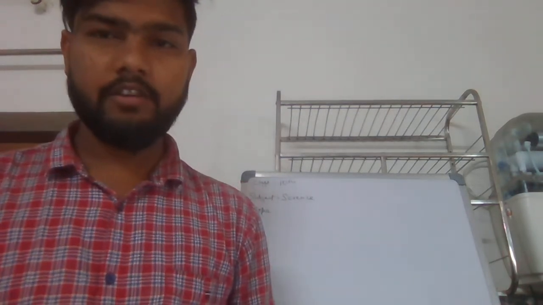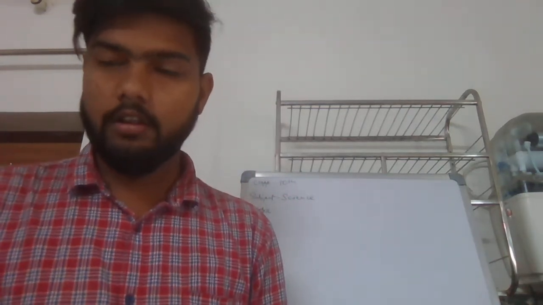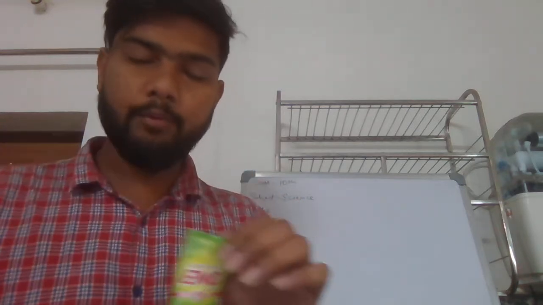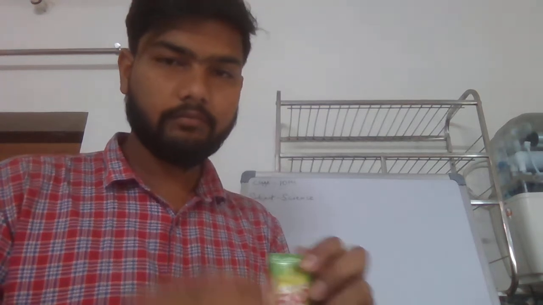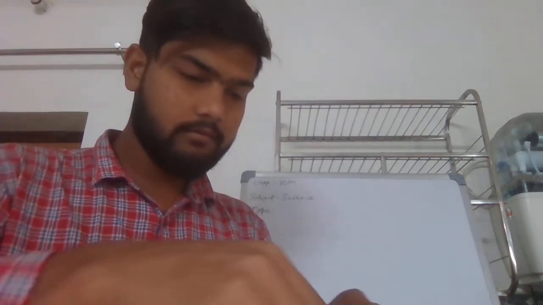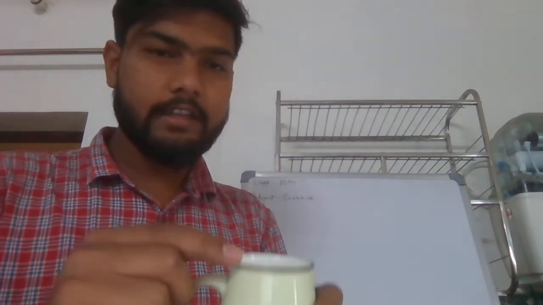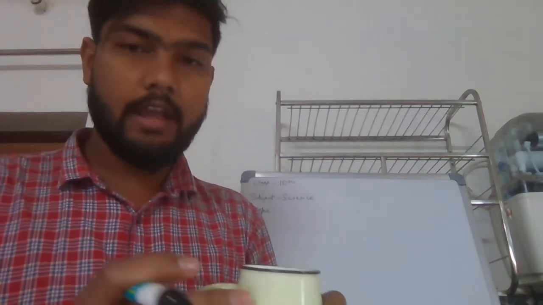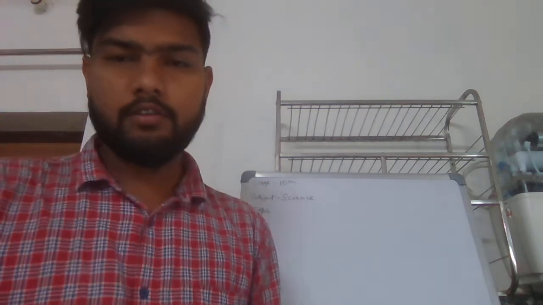So here is one activity we have to perform. You have to watch and share your observation. If I tear this Eno and put it into this cup, then what will happen? Here you can see the bubbles are coming out. What type of bubbles are these? Like CO2 gas.